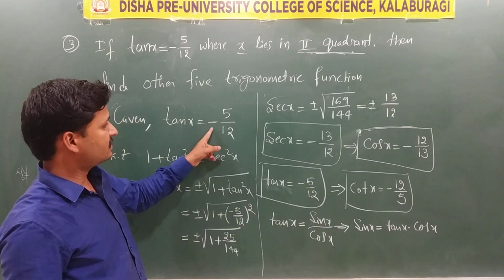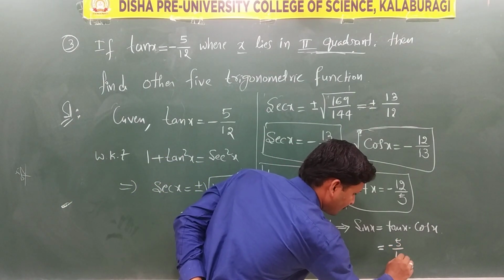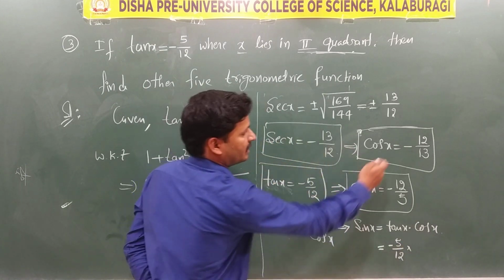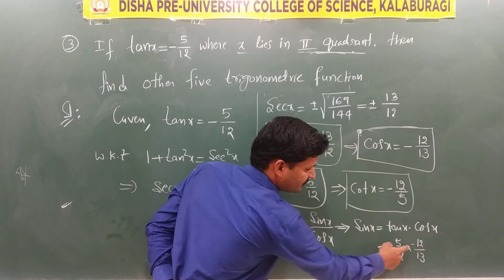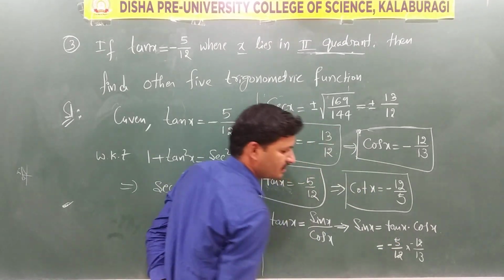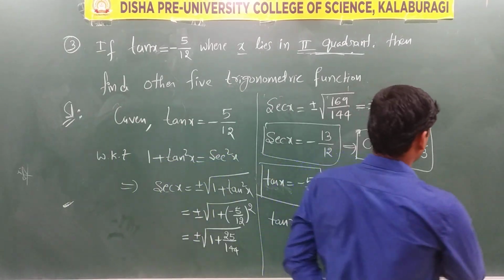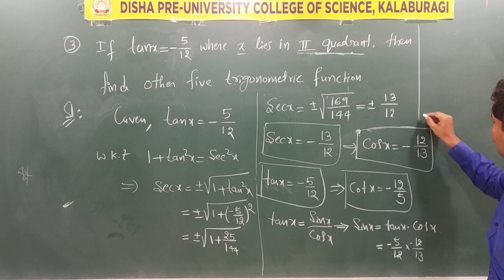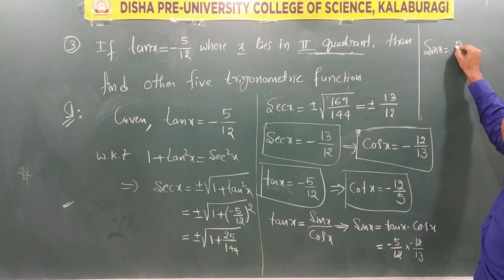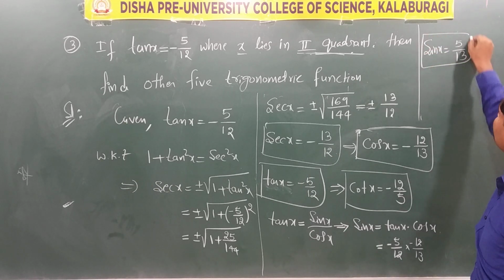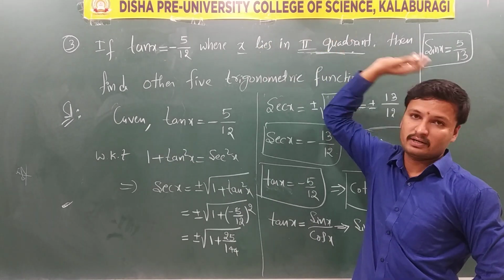Yes, here tan x is minus 5 by 12, minus 5 divided by 12, and cos x is minus 12 by 13, minus 12 divided by 13. So minus minus is plus, this 12 gets cancelled. So then 5 divided by 13. So sin x is equal to 5 divided by 13. Again here the sin function is positive because the angle lies in the second quadrant.